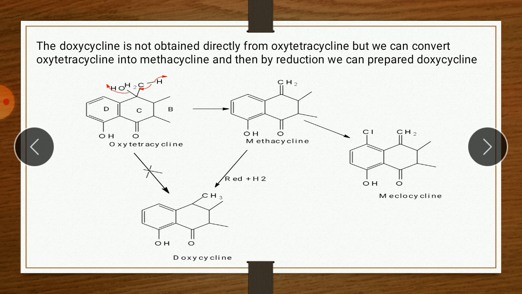the doxycycline is not obtained directly from oxytetracycline, but we can convert oxytetracycline into metacycline, and then by reduction we can prepare doxycycline. So here in oxytetracycline, on 6th position there is a hydroxyl group as well as a CH3 group. So by using this oxytetracycline we cannot form the doxycycline. It is not possible directly. So to overcome this, first we remove this hydroxyl or CH3 group. Here there is a removal of water molecule. Hydrogen is removed, this bond shifted here, it becomes OH minus. So it forms a double bond CH2. That is called metacycline.